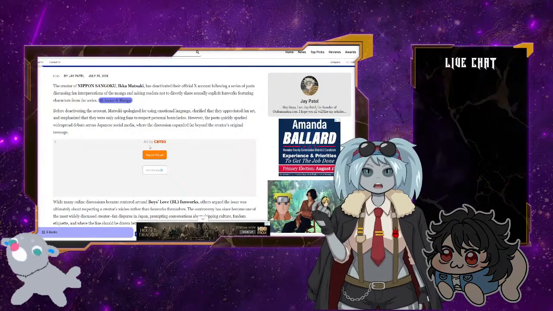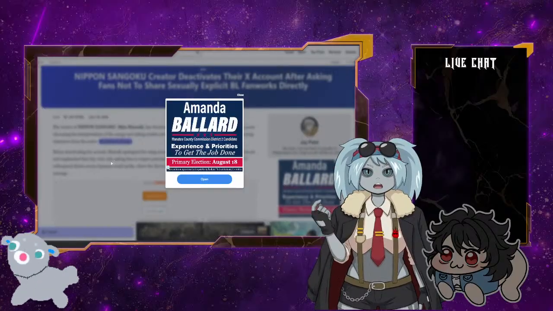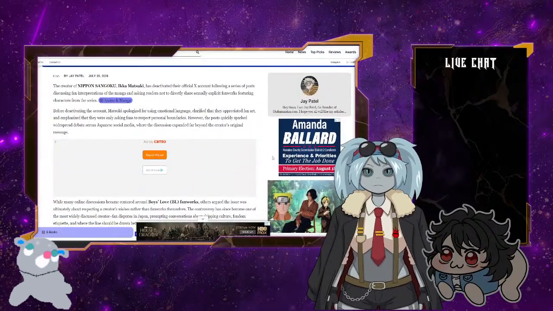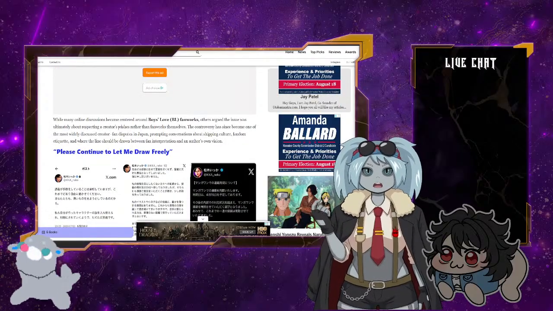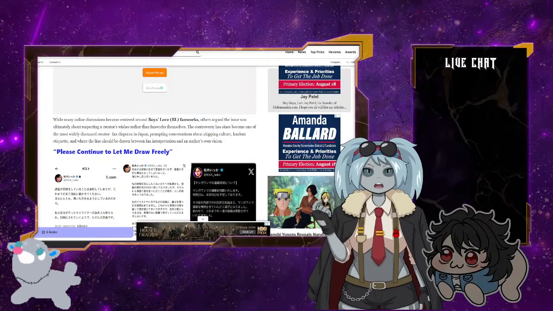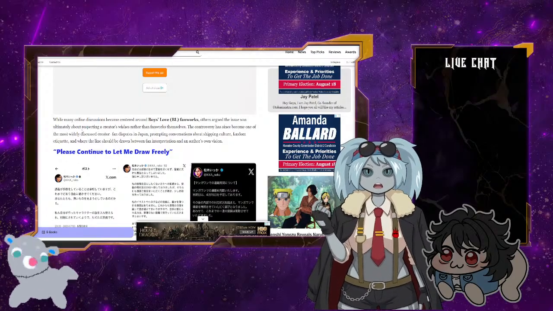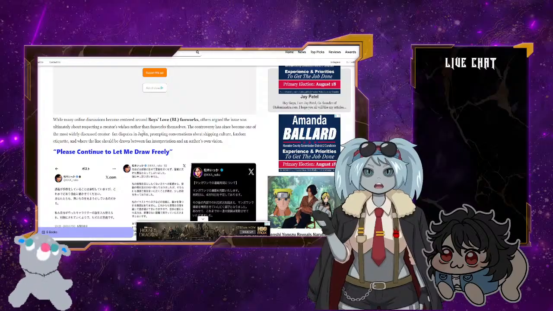Exactly. But anyways, going back to this, he was sent boys love imagery of his characters. And while the online discussion became centered around boys love fan works, others argue that the issue was ultimately about respecting the creator's wishes rather than the fan works themselves.